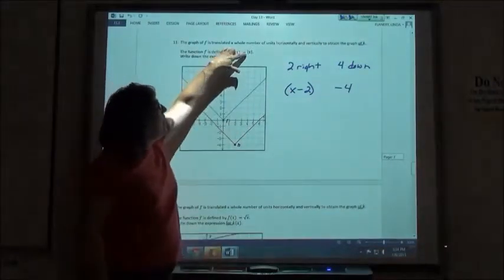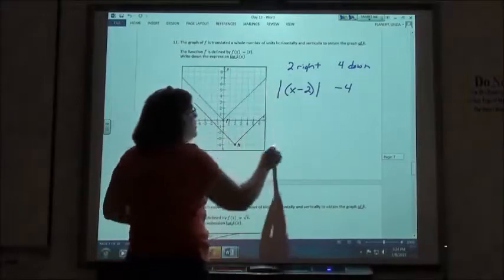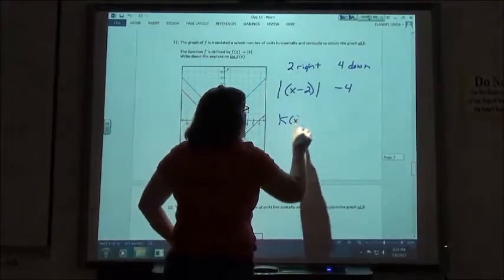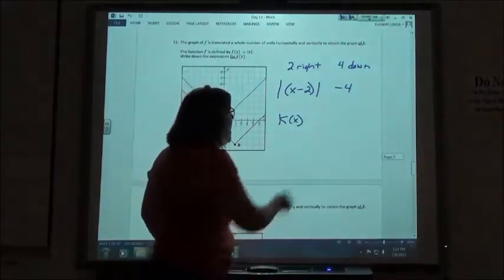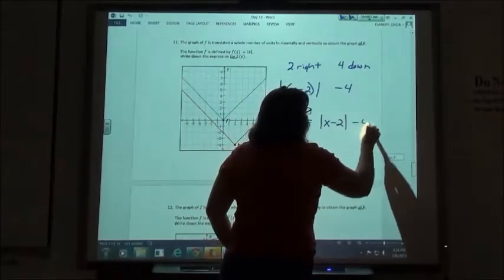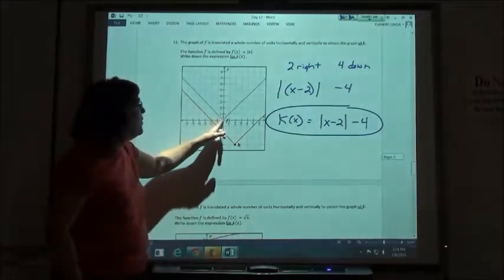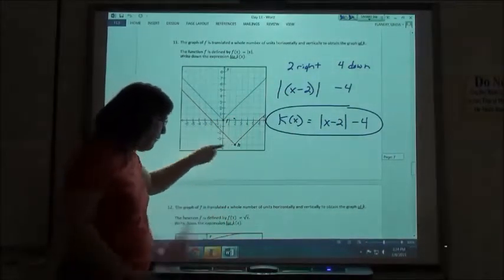But in this case, my x has the absolute values around it. So if I'm going to do k of x, I really don't need the parentheses since I have the absolute value. I'm going to have |x minus 2| minus 4, and that would translate my graph 2 to the right, down 4.